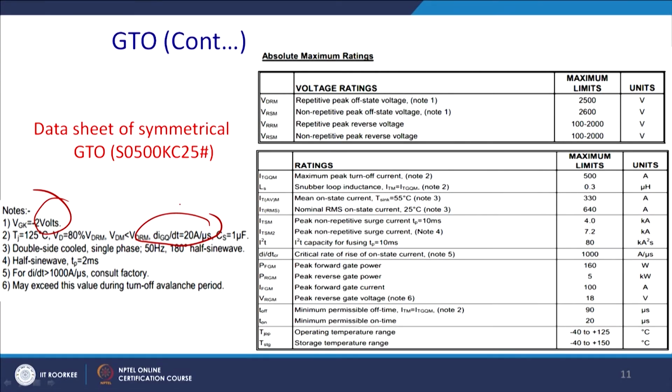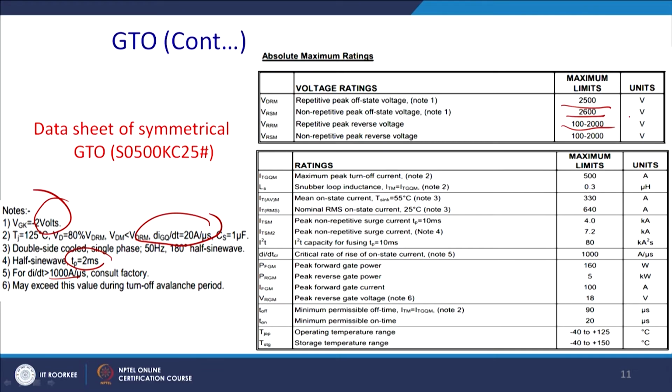Double side cooled, single phase, for 50 hertz, 180 degree sine wave application, and since that TP is basically of 2, and for di/dt it is basically for this device as high as 1000 ampere per microsecond. So, let us see. VDRM should be around 2500. A non-repetitive peak voltage will be more than that. So, it is 2600. Repetitive peak reverse voltage, it is actually 100 to 2000.